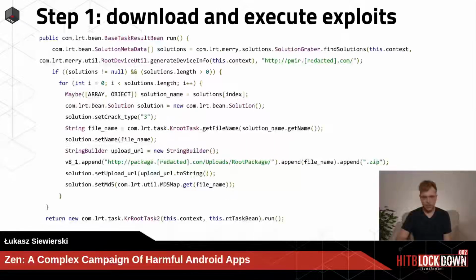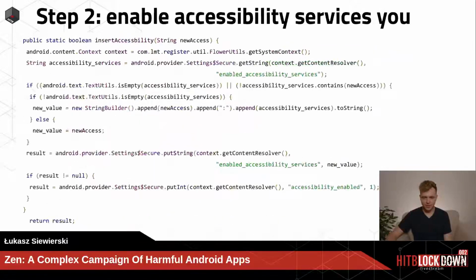Once you get this solution, there is a call to set crack type. This is just a way to define the interface between the solution and the app. So there is some common interface between them so that the app knows how to call the exploit or the solution. And it gets the file name, and if it's successful, then it will upload the information that is successful back to the CNC. So when the exploit works, it has the root privilege. And then what it does with the root privilege is it enables accessibility services.